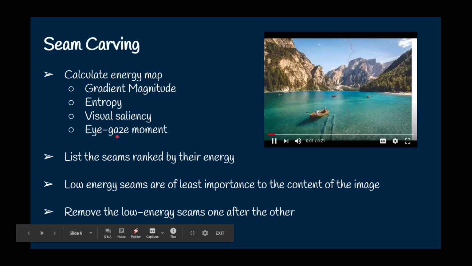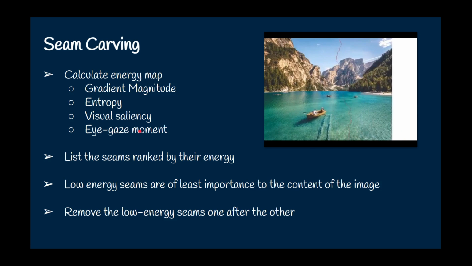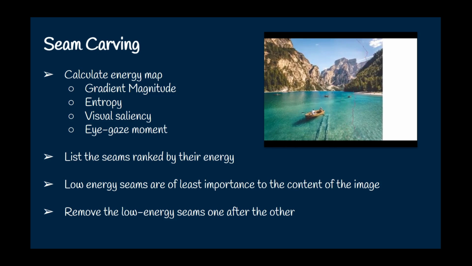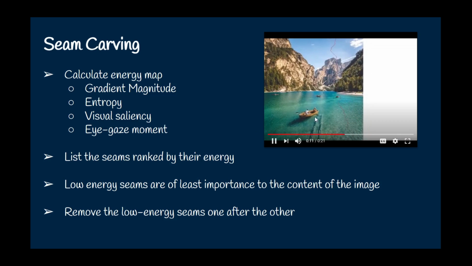In seam carving, we remove seams. Seams are one pixel wide paths that go from the top of the image to the bottom of the image. It is like a wavy line that is being shown here.